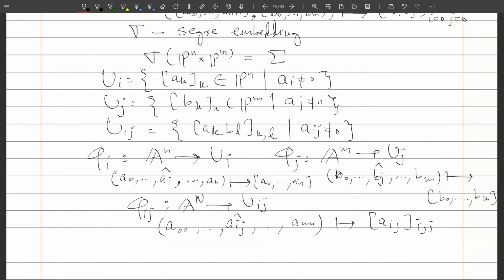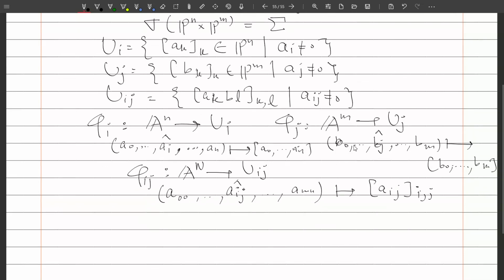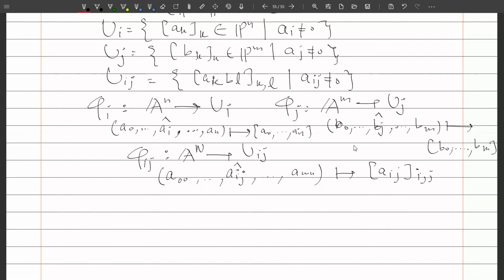Then, as we did earlier, these maps, the phi i's and phi j's, have inverses, which we usually denote by psi. So psi i is a map from Ui to affine n space, psi j is a map from Uj to affine m space, and finally we have psi ij, which is a map from Uij to affine N space.